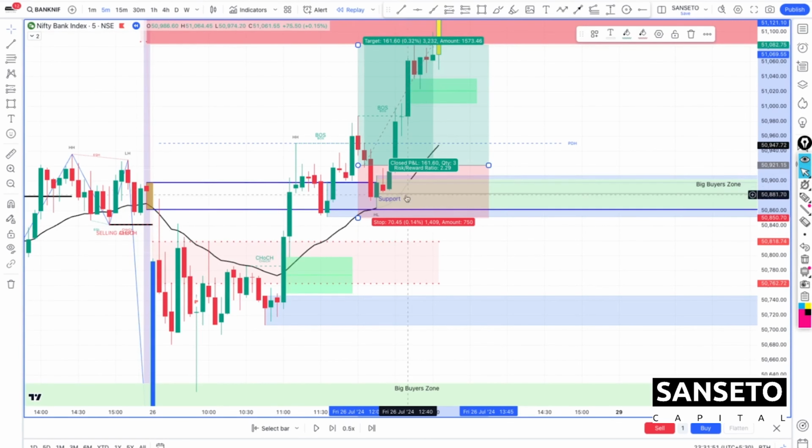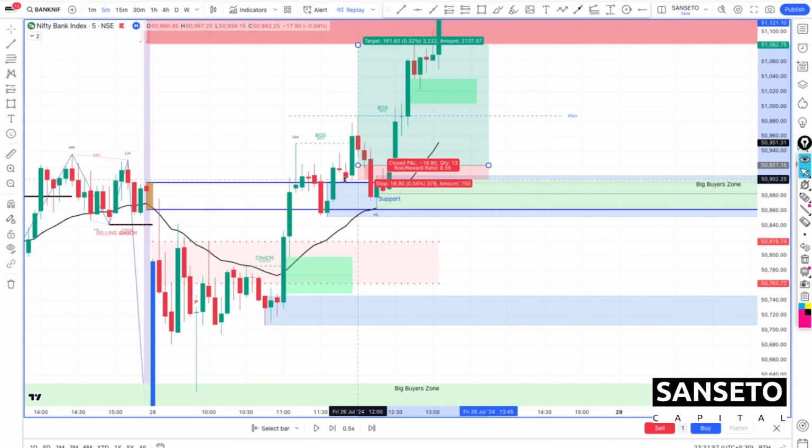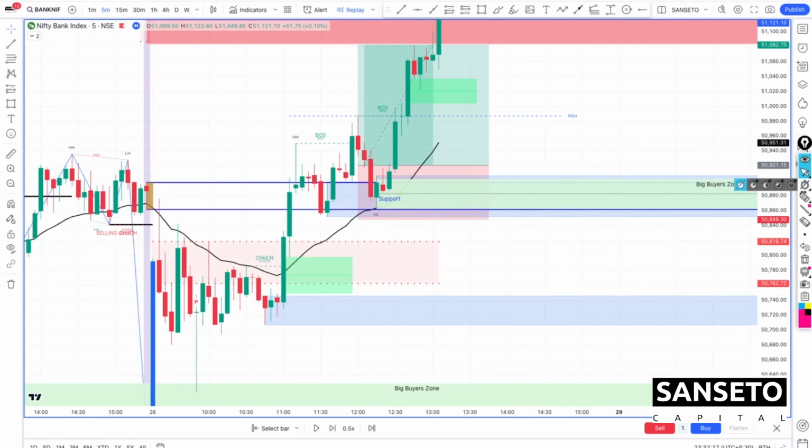I am very much sure this will not hit my stop loss, because what people will do, people will keep a stop loss of the previous to previous candle, or 2, 3 candles before. Even if you consider 1, 2, 3, 4, 5 candles before, you will still be hitting the stop loss. Where you keep a stop loss is very, very important.